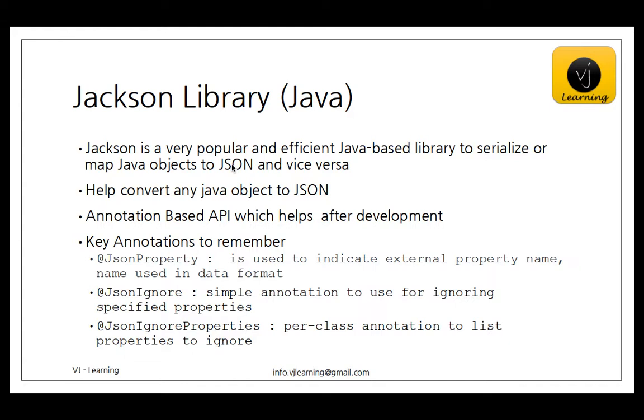JSON ignore is used when you have a Java object and you want to convert it into JSON, but you want to opt out some of the fields which you don't want to come as part of the JSON, then you can use @JsonIgnore. @JsonIgnoreProperties is basically when you want to mention more than one property at a class level.